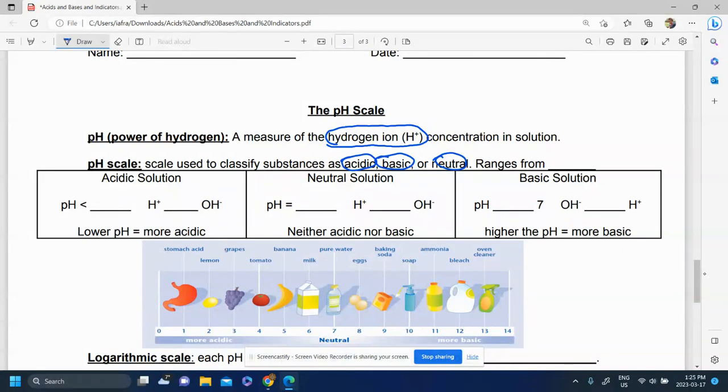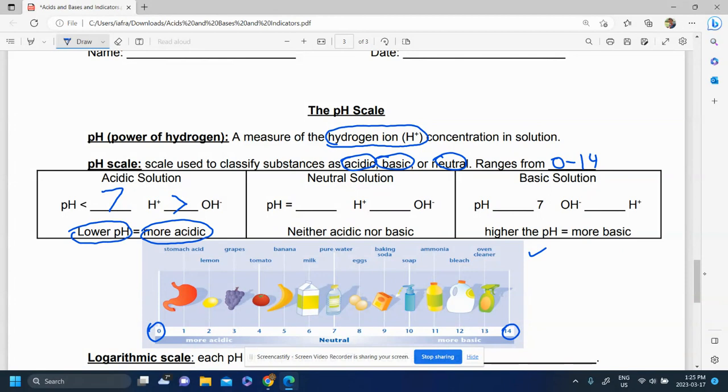And the pH scale will range, if you can take a look over here, this is the pH scale. It ranges from 0 all the way to 14. And the way it works is that any pH that's less than 7, so even if it's 6.9, 6.8, any pH that's less than 7 is considered an acidic solution. And that means that my H plus is greater than my OH minus. The lower the pH is, the more acidic something is.